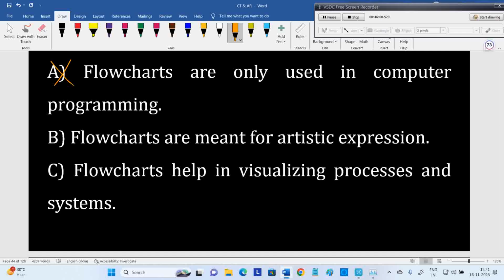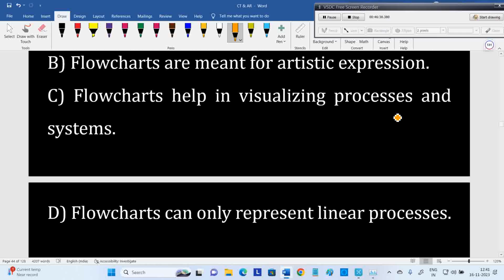Is it true only in computer programming? No. Whichever branch students have done a project, when you do the project presentation, if you put it in a flowchart diagram, any project can be put in a flowchart, and everybody can easily understand. First step, maybe you are doing a project to help a farmer, how it is running. What you are doing for cultivation or water, you can put it in the flowchart. It is not only for computer programming, no. It is not only for linear purposes, no. It is not only for artistic expression, no. It is for visualizing the process, that's the correct one.